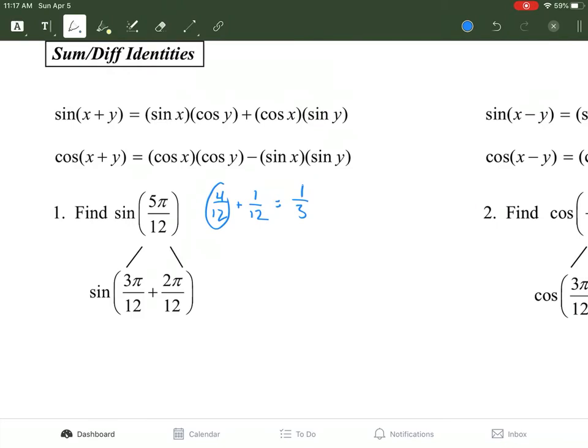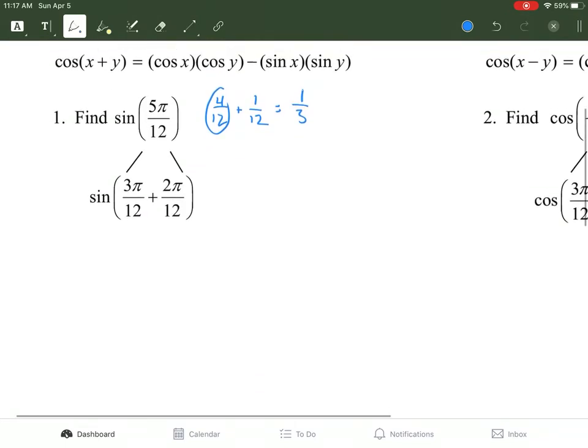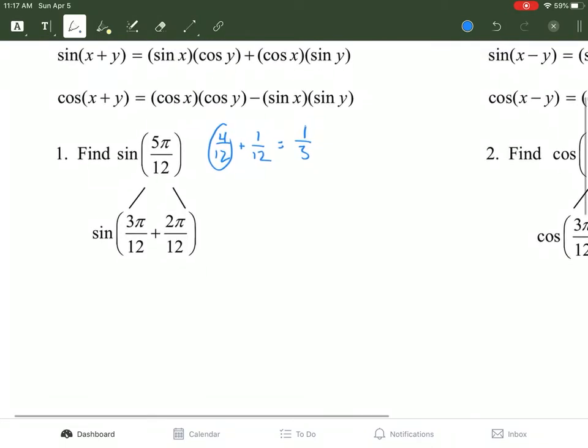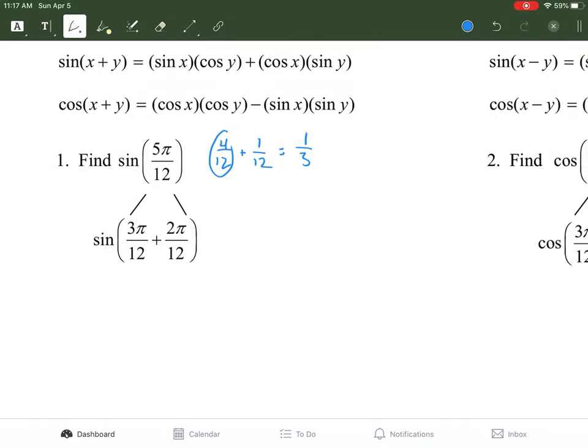So when you do these problems, the two numbers you come up with have to add up to give you the number that you started with, but they also have to be reduced. So you see here we give you a clue. We have 3 pi over 12 plus 2 pi over 12. Well, these can both be reduced. So we have pi over 4, plus pi over 6, because we reduced both of them.